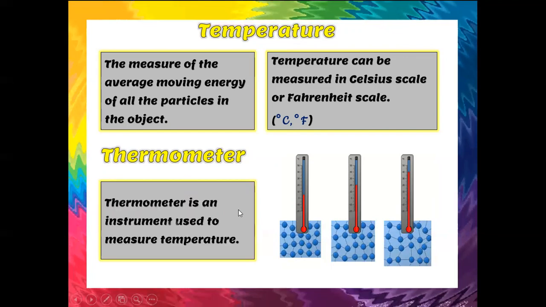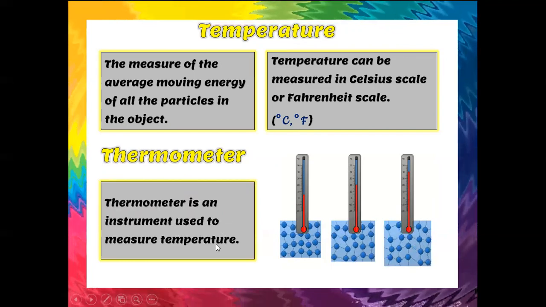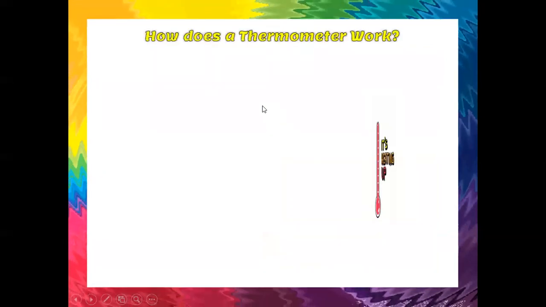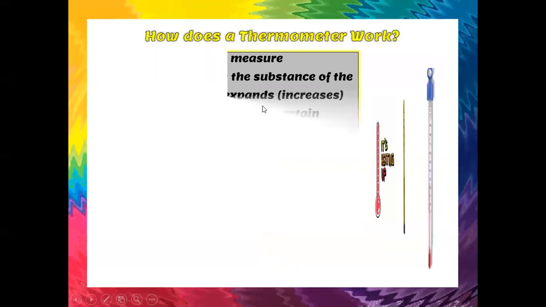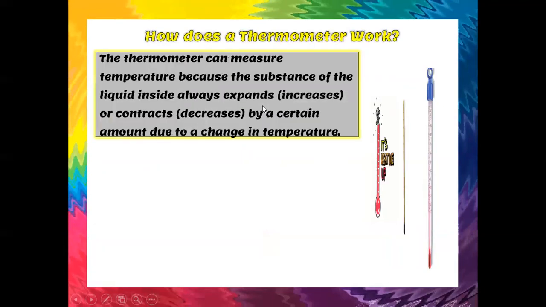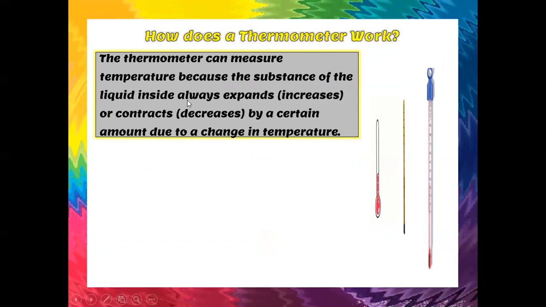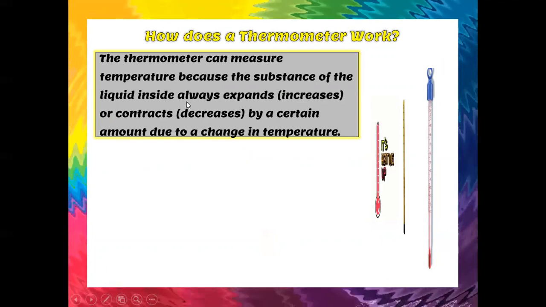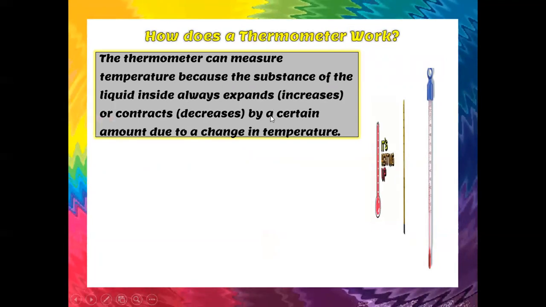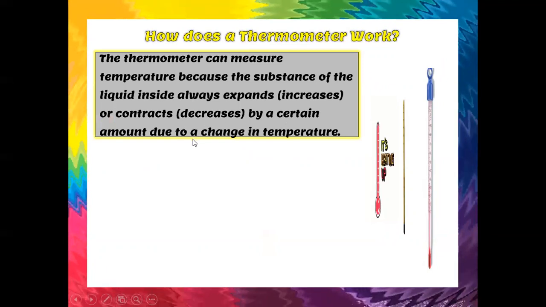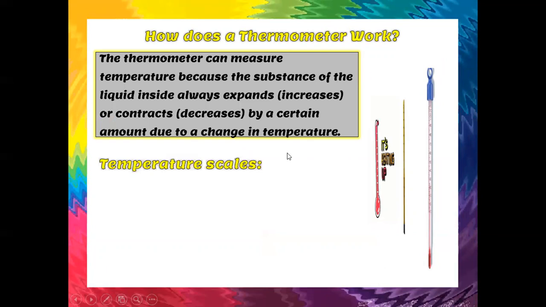Thermometer. A thermometer is an instrument used to measure temperature. How does a thermometer work? The thermometer can measure temperature because the substance inside, the liquid inside, always expands (increases) or contracts (decreases) by a certain amount due to a change in temperature.